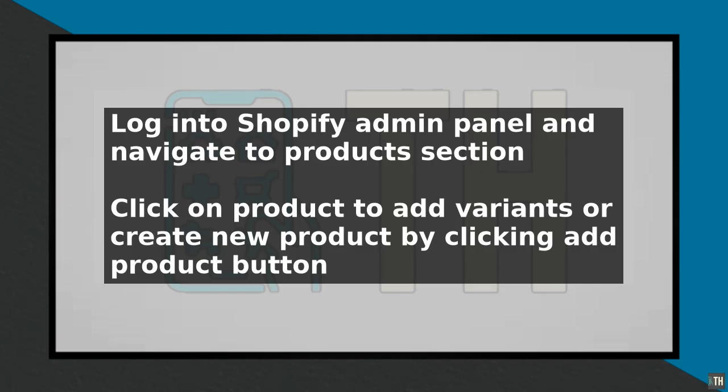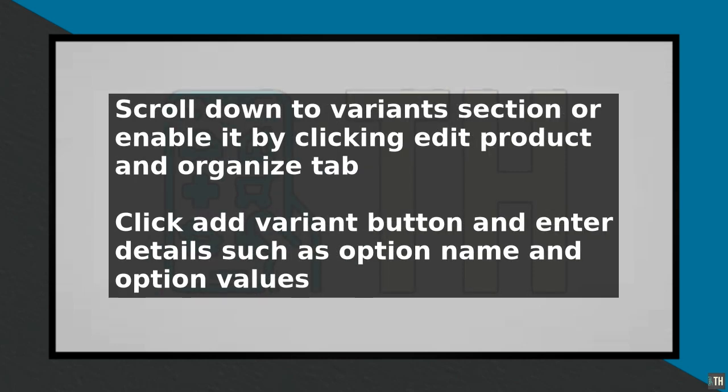If you don't see the Variants section, click on the More Actions drop-down menu and select Edit Product. Then click on the Organize tab and make sure the Variants option is enabled. To add a variant, click the Add Variant button.